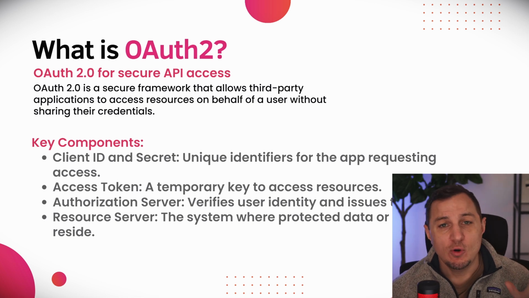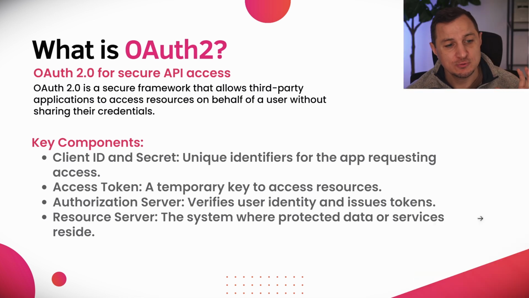So let's look at what OAuth 2 is. OAuth 2 is a secure API access protocol or framework. This framework allows third-party applications to access resources on behalf of a user without sharing their credentials, so without sharing their login information. Some key components that we need to look at are the client ID and the secret, which are unique identifiers for the app requesting access.